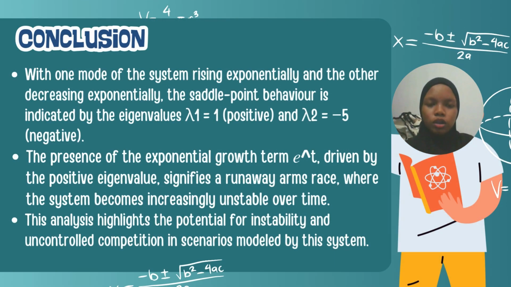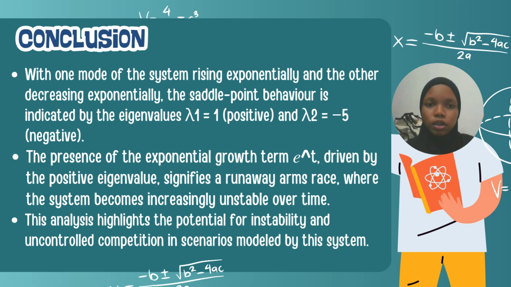Okay, so the conclusion that we can make from the Richardson model in example 7.22 illustrates the dynamics of a system of linear differential equations, in which the interacting entities produce different behavior determined by the system eigenvalues, with one mode of the system rising exponentially and the other decreasing exponentially. So the saddle point behavior is indicated by the eigenvalues: lambda 1 equals 1, which is positive, and lambda 2 equals negative 5, which is negative.